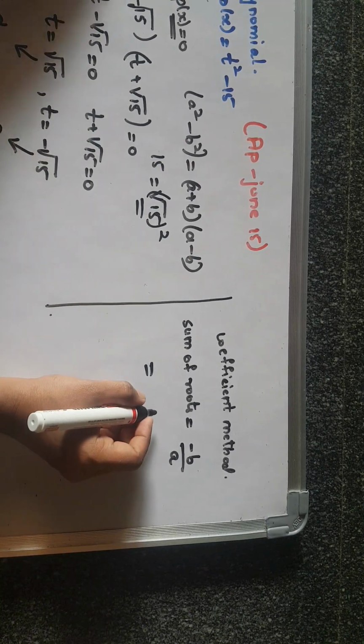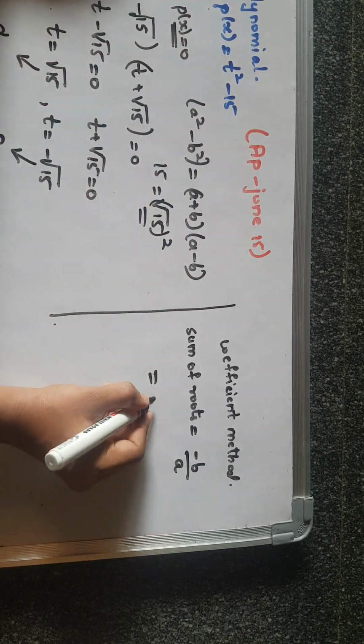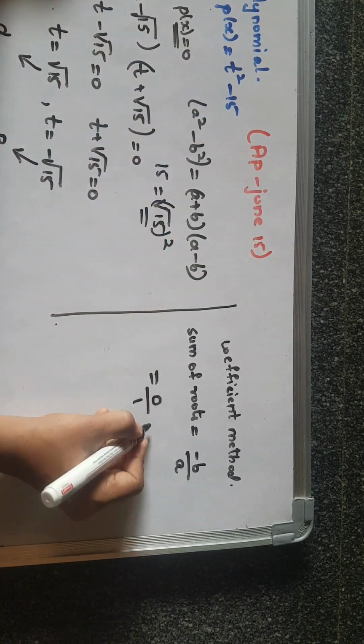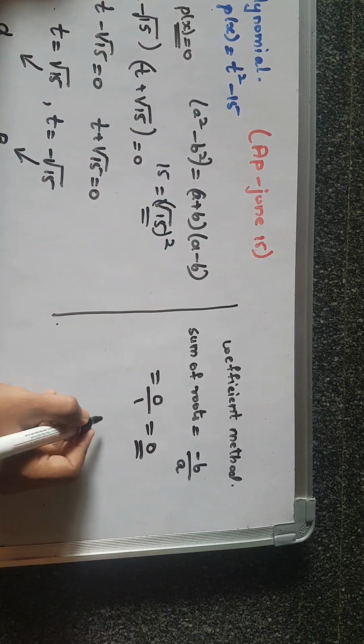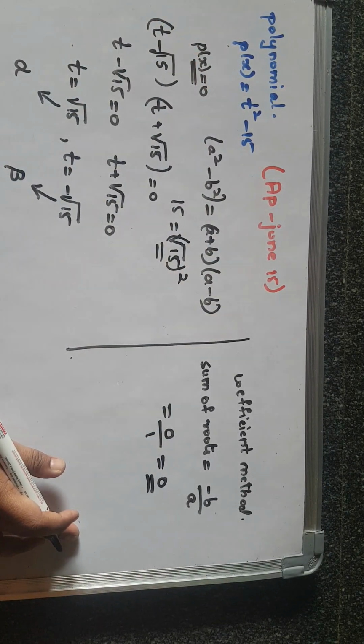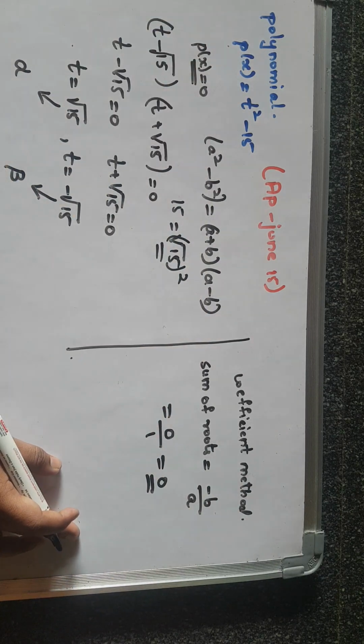What is the value here? What is the value of the coefficient of x? There is no x term, so the coefficient of x is 0. And what is the value of the coefficient of x square? The value is 1. There is no x term, so we are taking 0.